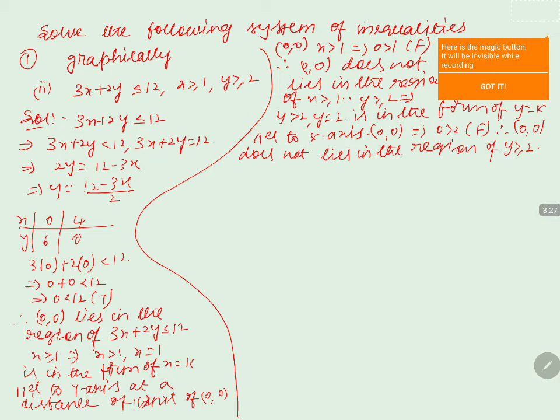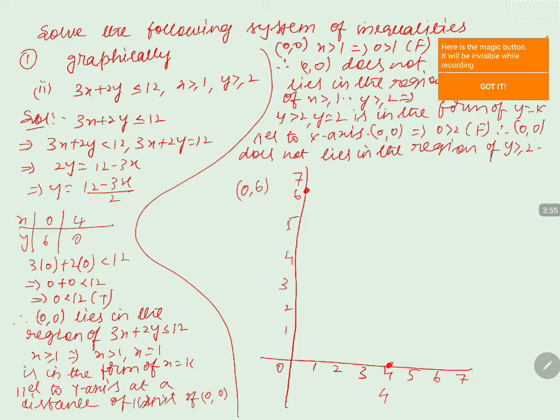Right. Now we'll take the graph, children. So we'll take this one as y-axis, and this one as x-axis. Here we'll write 0, 1, 2, 3, 4, 5, 6, 7, and here 1, 2, 3, 4, 5, 6, 7. If x is equal to 0, y is equal to 6, that is 0, comma 6. If x is equal to 4, y is equal to 0. Then when we join these two points, we'll get a straight line.